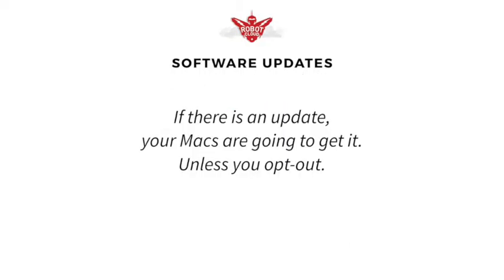Just to summarize it, if there is an update, your Mac is going to get it. If you have software installed and you're enrolled in Robot Cloud that has that update, it's going to get installed whether it's over the weekend or whether it's throughout the week, depending on the type of application. However, you always have the option to opt out.